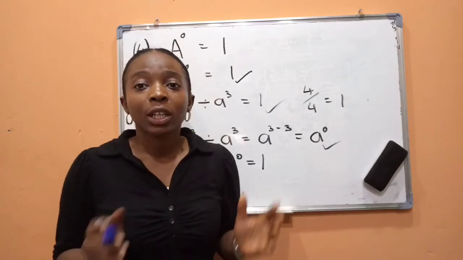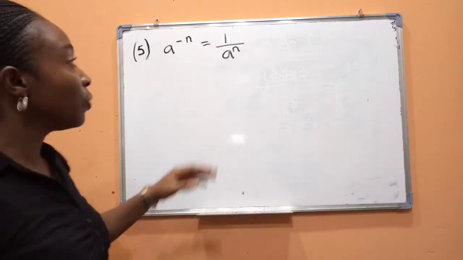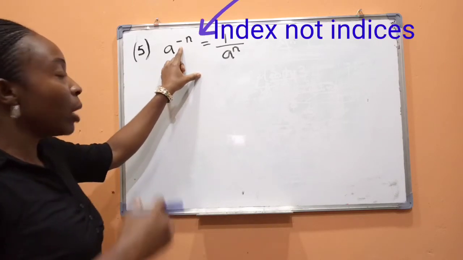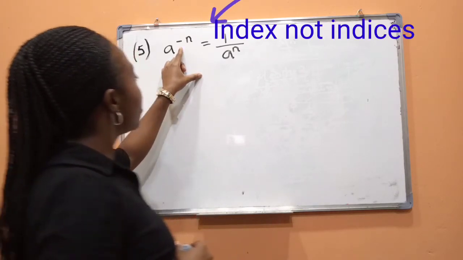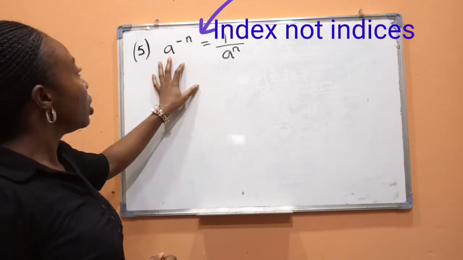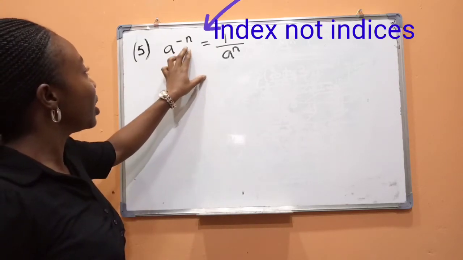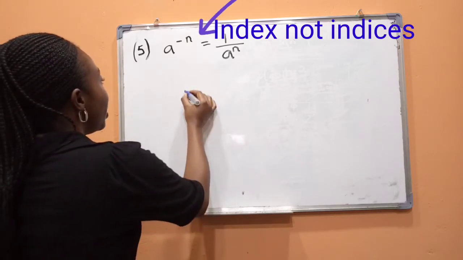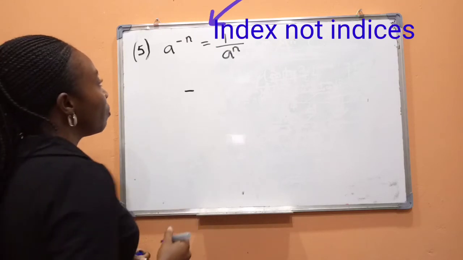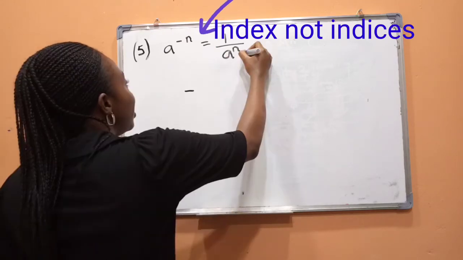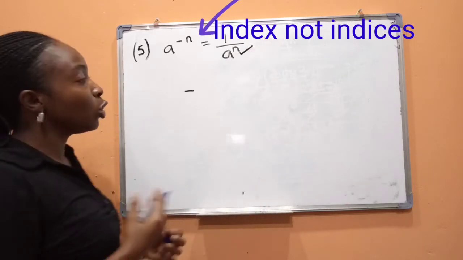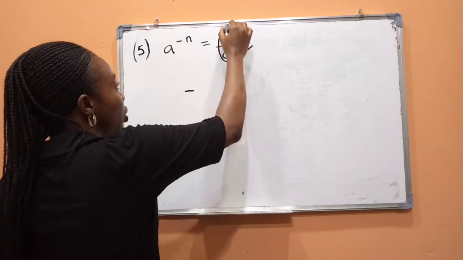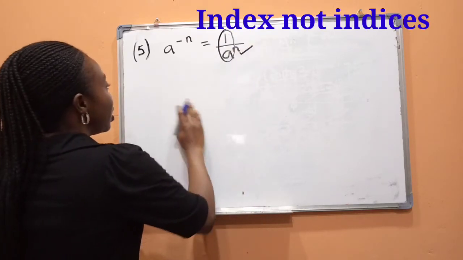Having understood that, let's look at the fifth law. The fifth law tells us what to do when we have negative indices. If you remember, in my previous video, I spoke about negative indices, okay? In this law, we have a to the power of negative n. So here's what you do. First of all, we know that minus is the inverse of the operation plus. So we're going to have a positive n here, and we also know that multiplication is the inverse of division. That's why we have a division here.